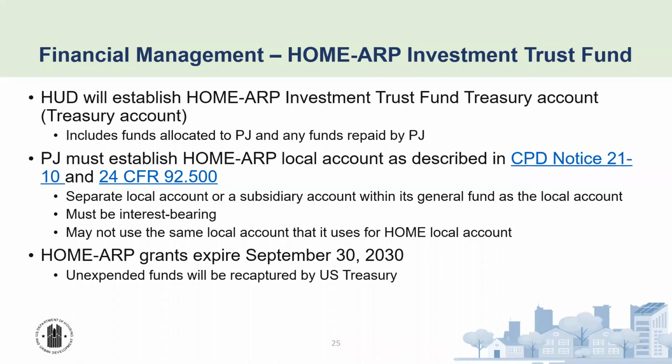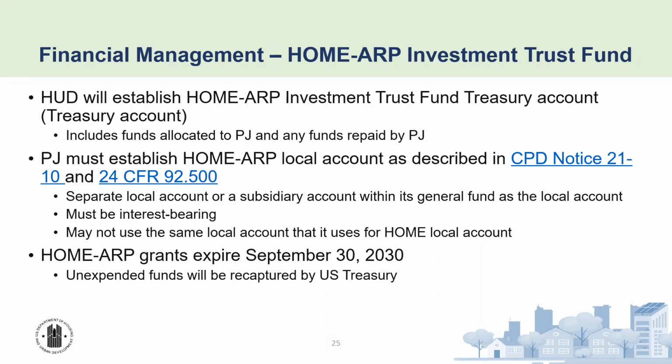The local account must be interest-bearing, and the PJ may not use the same local account that it uses for its regular HOME program's local account. So there must be separate accounting of HOME funds and HOME-ARP funds in their respective local accounts.